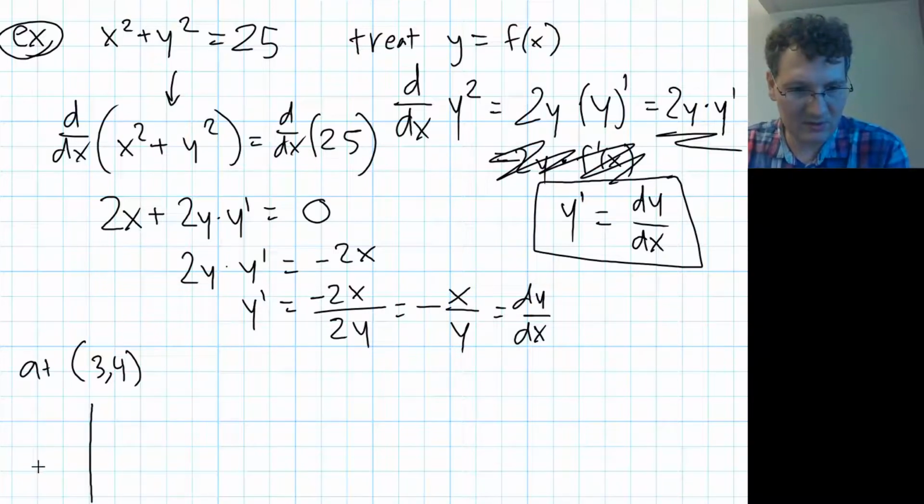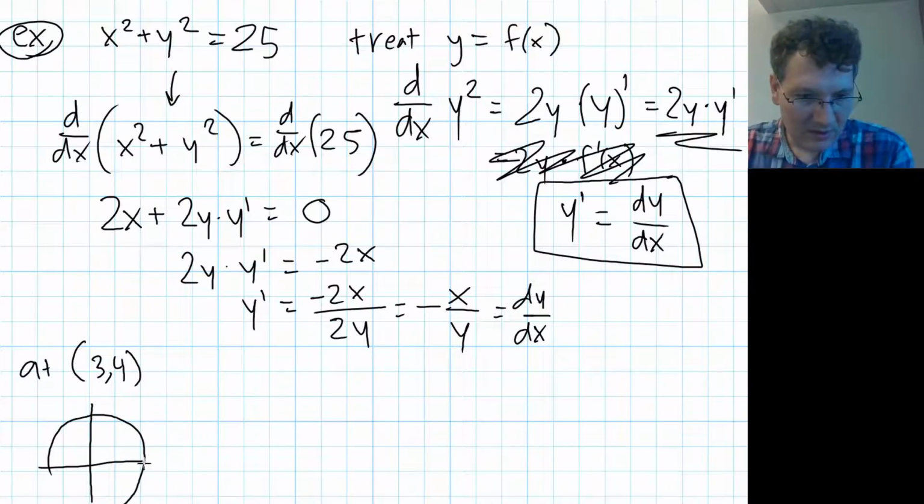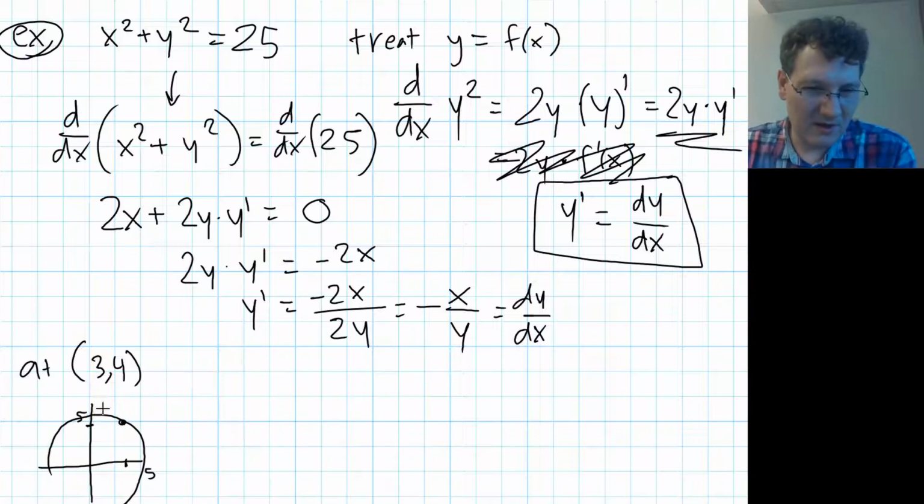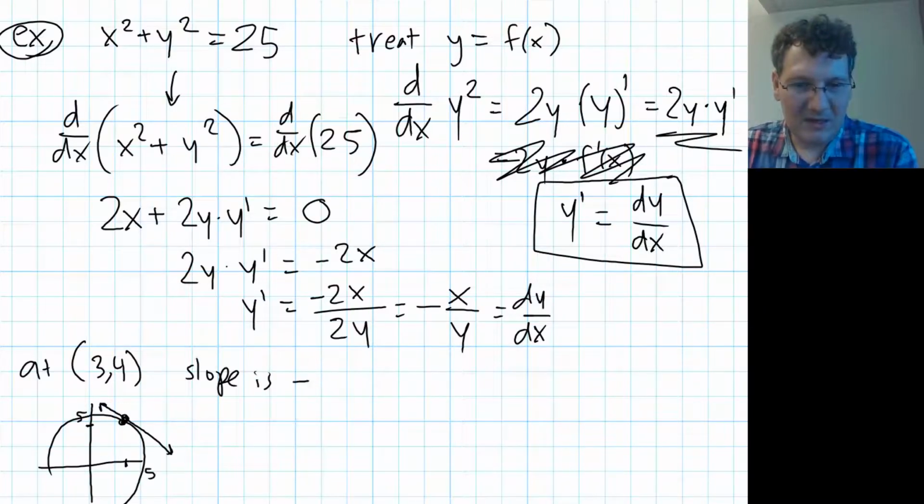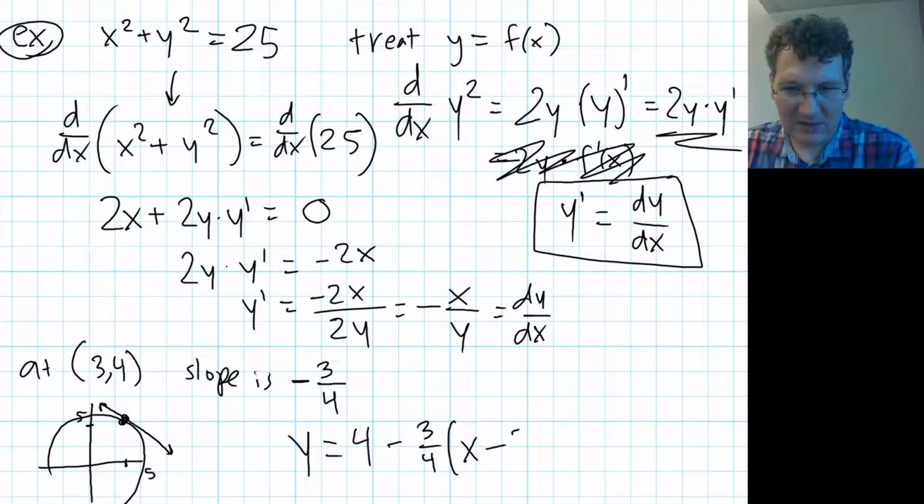So this is a circle, right? It has a radius of 5. So at 3, 4, which is maybe right here on the curve, if we were to try to get an equation for the tangent line, the slope is going to be negative x, which is 3, over y, which is 4: negative 3/4. So the equation y equals 4 minus 3/4 times (x minus 3) is the tangent line.